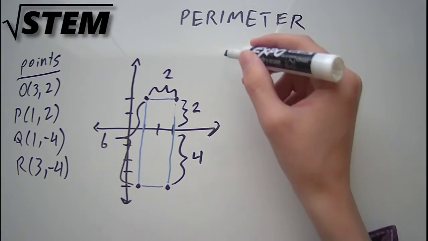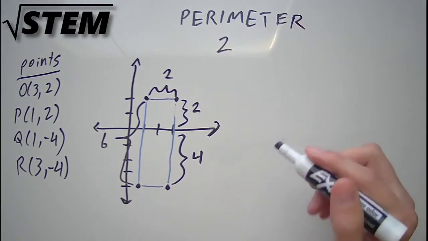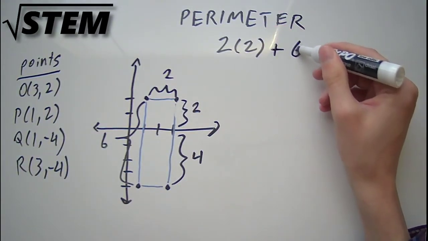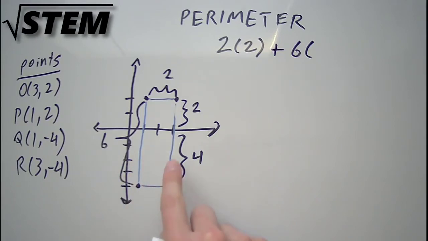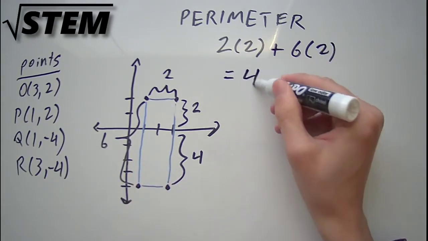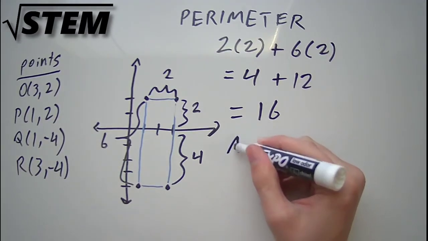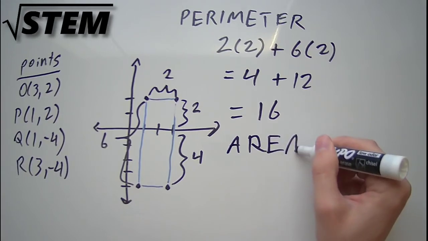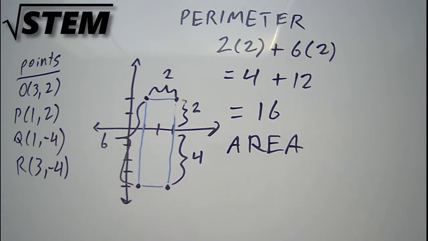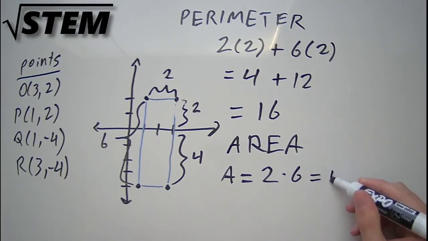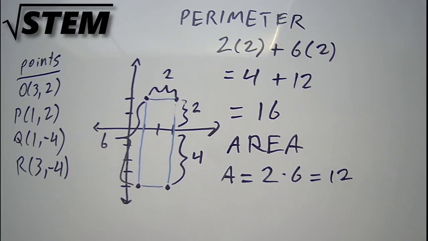That means the perimeter is equal to the side length of 2, but we have 2 of those, plus the side length of 6, and we have 2 of those. So our perimeter is equal to 16 units. Now remember, the area of a rectangle is just its length times its width. So the area is equal to the width of 2 times its length of 6, and that of course is 12 units squared.